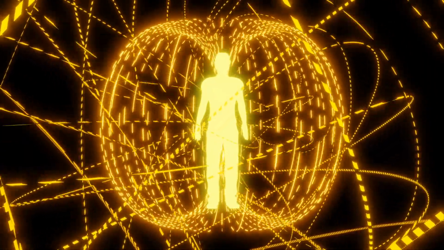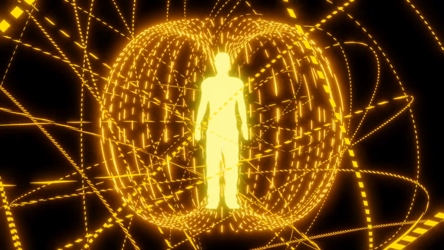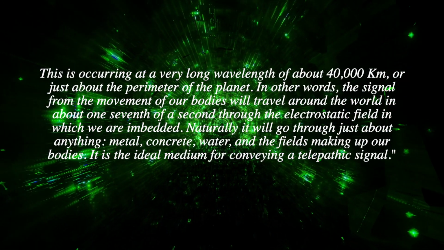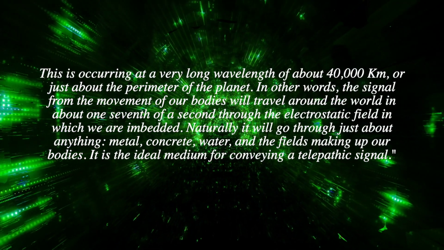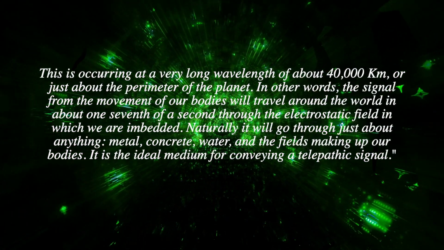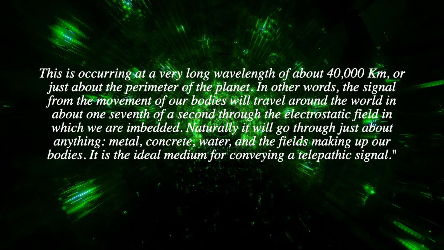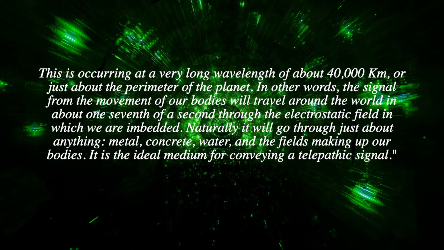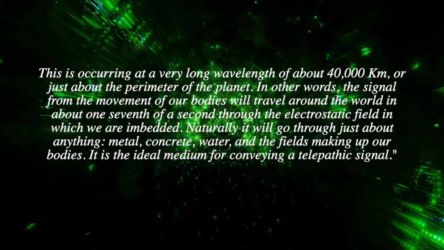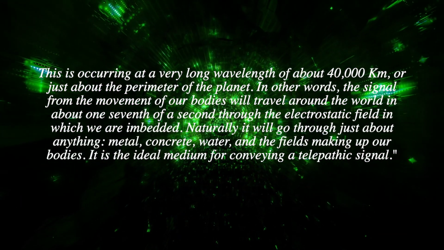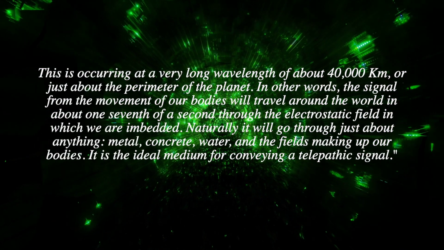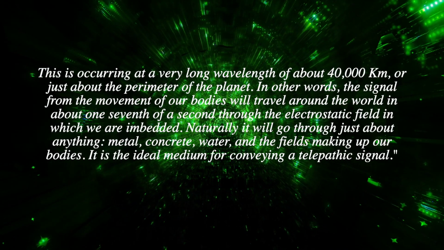Itzhak Bentov is quoted in the Gateway document as saying, "This is occurring at a very long wavelength of about 40,000 kilometers, or just about the perimeter of the planet. In other words, the signal from the movement of our bodies will travel around the world in about 1/7 of a second through the electrostatic field in which we are embedded. Naturally, it will go through just about anything: metal, concrete, water, and the fields making up our bodies. It is the ideal medium for conveying a telepathic signal."